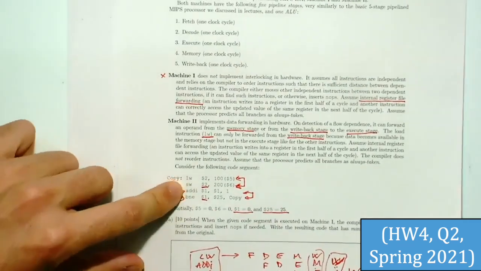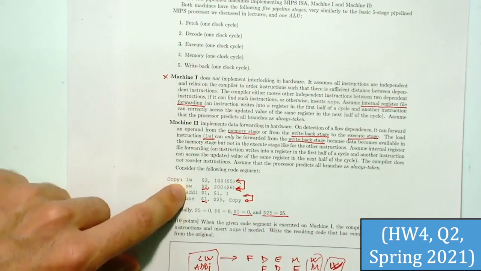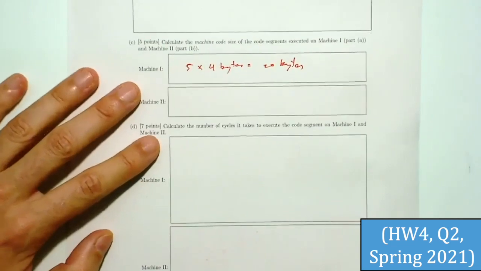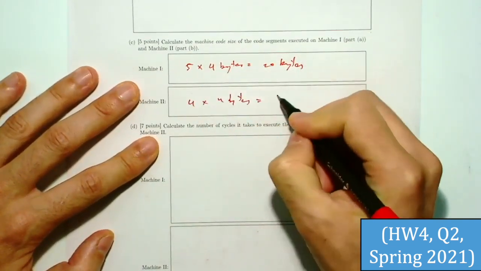And in machine 2, we have exactly the same code, so the compiler doesn't insert anything. We solve the dependencies in hardware. So we have 4 instructions, so 4 by 4 bytes. That is 16 bytes.